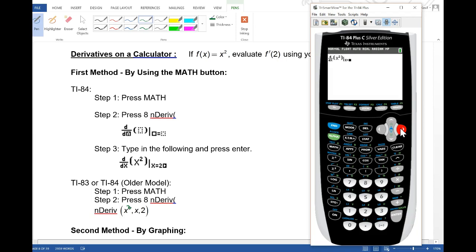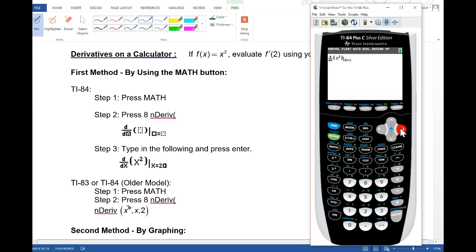TI-89? The 89 is not very user-friendly. The 84 is much easier to use. Not to say that you can't learn to use the 89 or the TI Inspire. It'll do the formula. But remember, most of the exam you can't use your calculator for. On the chapter 3 test, half of it, when I ask you to find the derivative, is going to be on the non-calculator part for a reason.